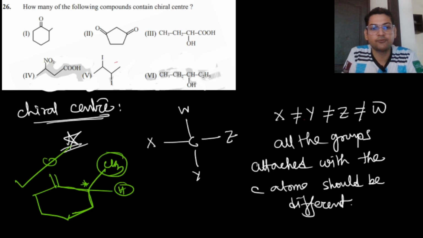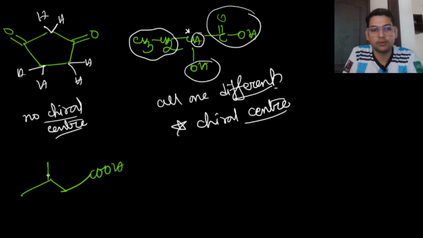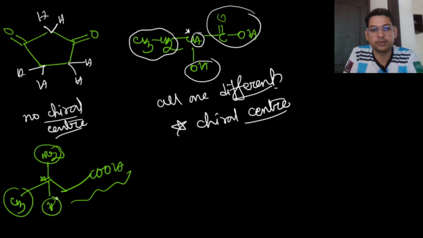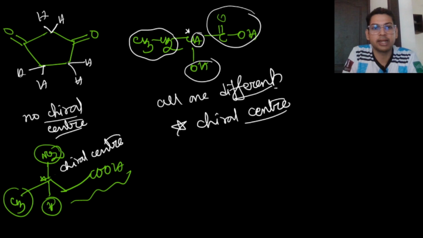Okay, then sir, the fourth one you do. If you do the fourth one, it will be COOH, it will be NO2. Sir, for this carbon, this methyl group is different, this other group is different, and this hydrogen is different. Sir, this center is also a chiral center. Okay, then the 5th, if you do, it will be like this.